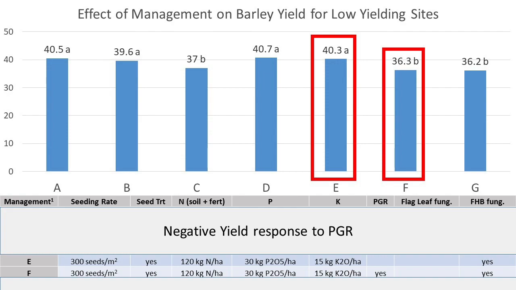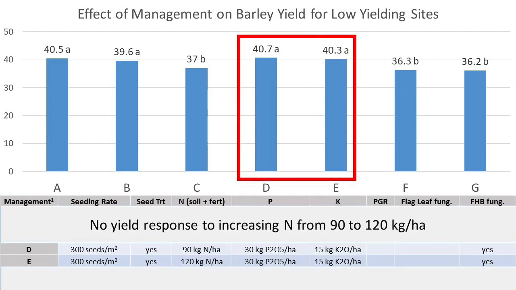I do think this negative yield response to plant growth regulator during the extreme drought conditions may be an issue. Anecdotally, I have heard some field scale issues when PGR was applied during the widespread drought of 2021. There really isn't a good reason to shorten your crop during drought. Management G also received plant growth regulator, and it's also significantly lower than Management E.